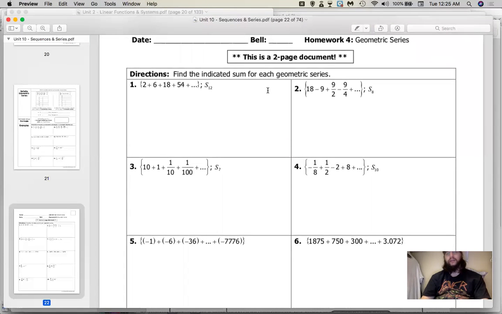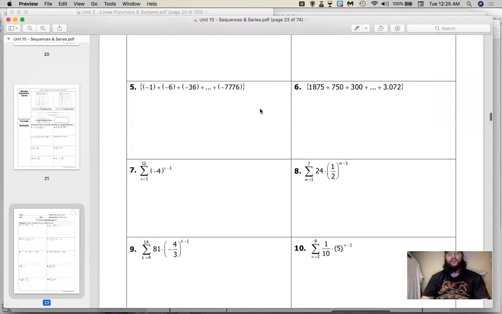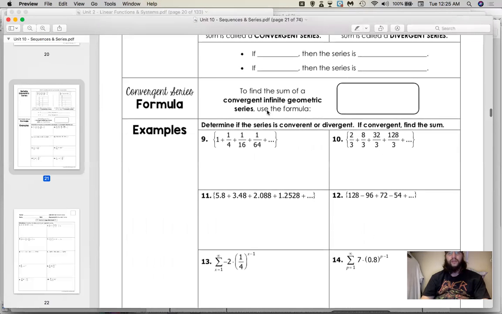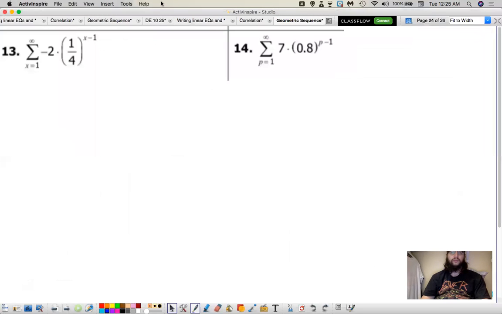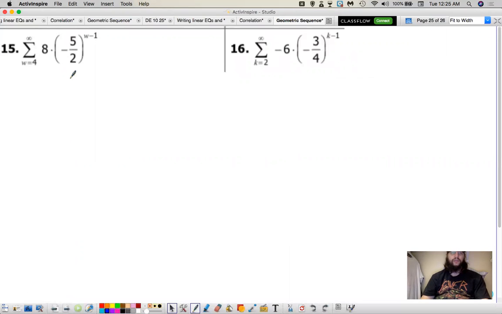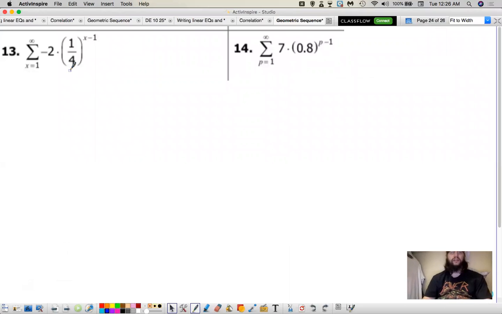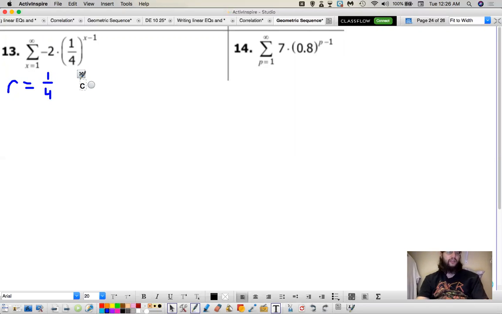Find the indicated sum. Okay. Hey, I did the homework. Determine if it's convergent or divergent. So we got to see first off, is it convergent or divergent, and then find the sum if it's convergent. So convergent, convergent, divergent, convergent. How do I know? Well, it's easy. The thing in the parentheses is R. R is 1/4. That's less than 1, so that's convergent.